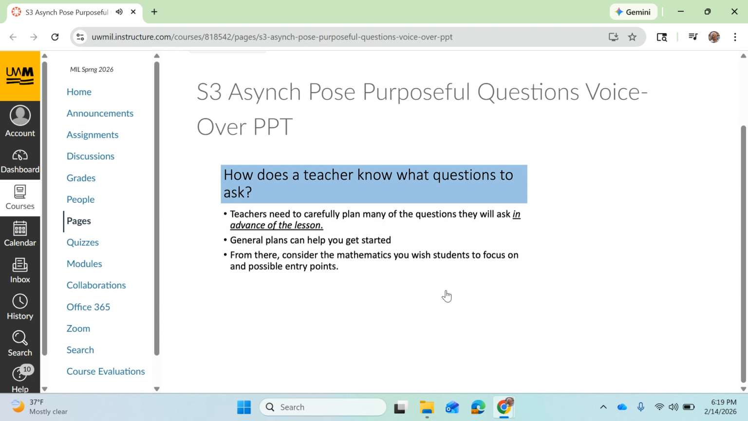Note that NCTM calls for us to ask questions that both assess and advance students' thinking, as we saw on the previous slide. And so we really want to be thinking in advance about both of those questions. In my experience, for myself and what I've seen working with pre-service and in-service teachers, crafting those assessing questions is a lot easier, but those advancing questions can be so powerful for our students.